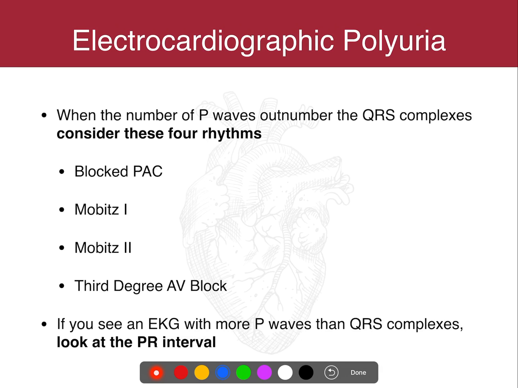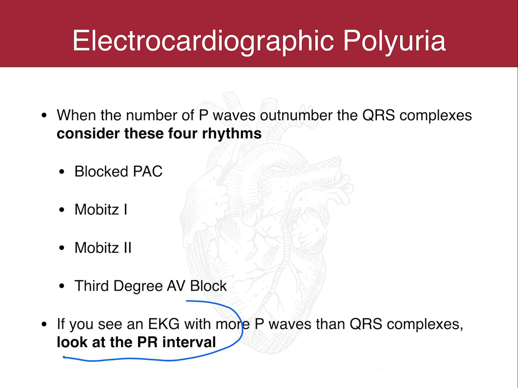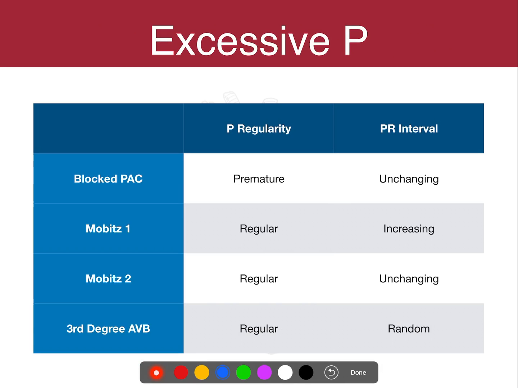So this is a way to distinguish between 4 different rhythms when you have P waves that outnumber the QRS complexes. So if you've got more P waves than you have QRS complexes, there are 4 rhythms that you should consider. One is a blocked PAC. The next, Mobitz 1, Mobitz 2, and a 3rd degree AV block. So if you have an EKG with more P waves than QRS complexes, then you have to think about one of these 4 rhythms. And the way you're going to be able to distinguish this really easily is looking at the PR interval. So let's talk about how we can do that.